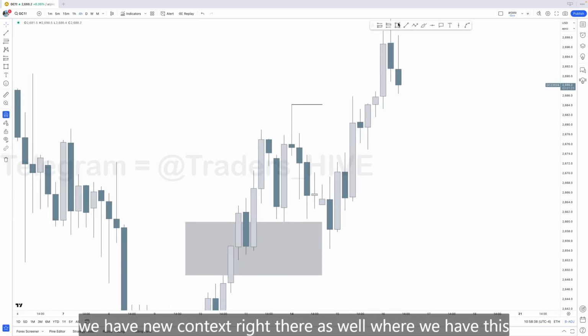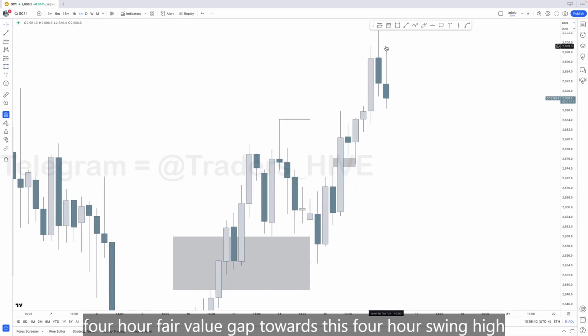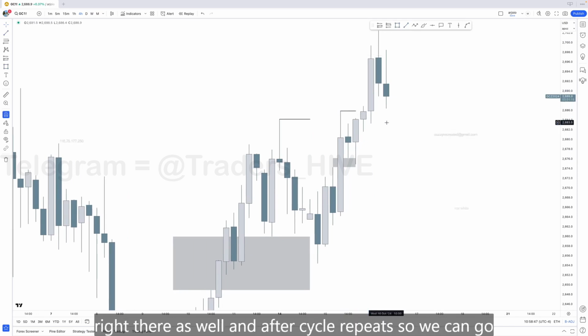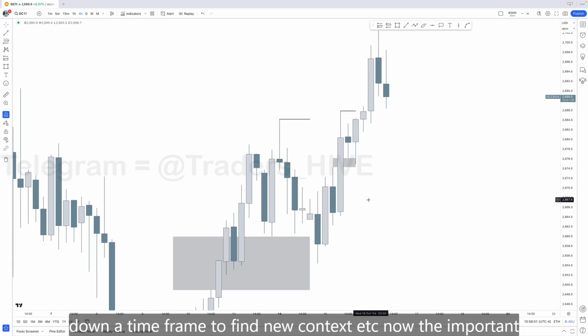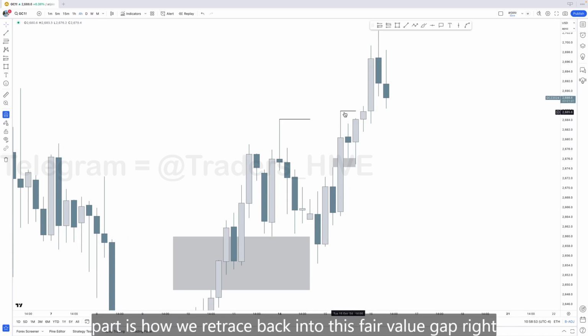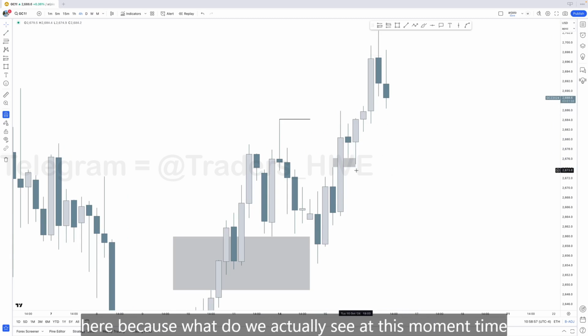And what do we see? We have new context right there as well, where we have this 4 hour fair value gap towards this 4 hour swing high right there as well. And after, the cycle repeats. So we can go down a time frame to find new context, etc. Now the important part is how we retrace back into this fair value gap right here.